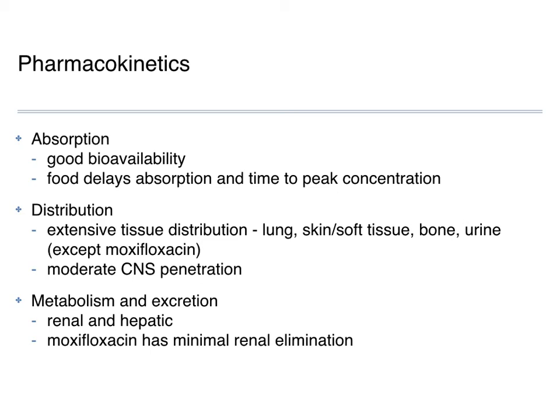From a PK point of view, one thing to point out is that moxifloxacin is the only quinolone that doesn't get appreciable levels in the urine. So when it comes to UTIs, which quinolones, like Bactrim, are often used for, moxifloxacin would be the exception to that rule, and you shouldn't be seeing moxifloxacin used for urinary tract infections because of low urine concentrations. When it comes to metabolism and excretion, both renal and hepatic, moxifloxacin, however, has minimal renal elimination, hence you shouldn't see moxi for UTIs.